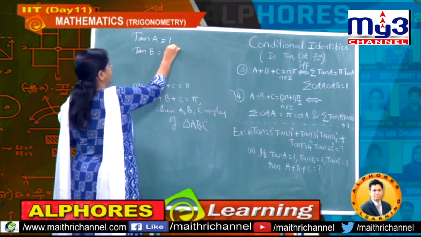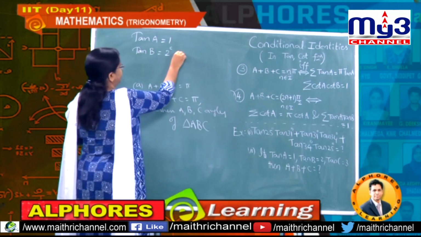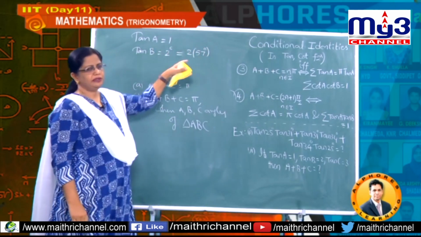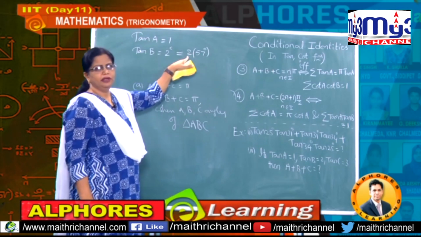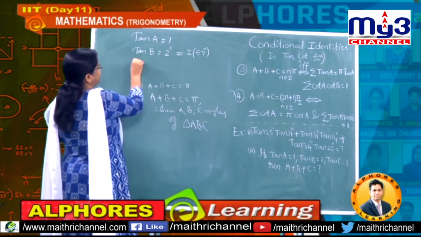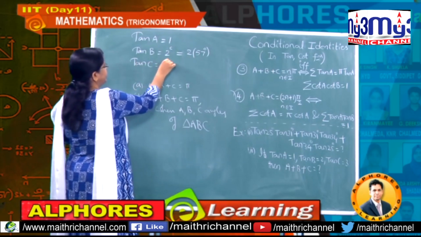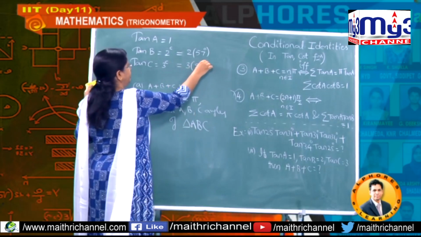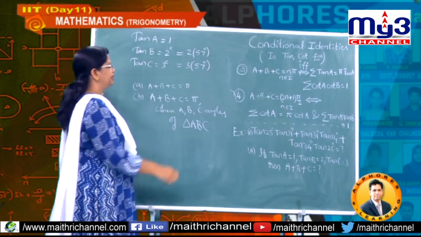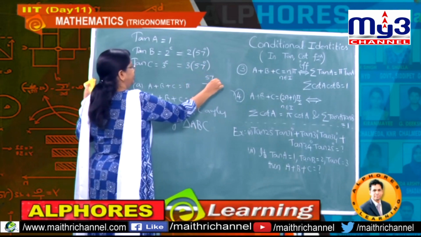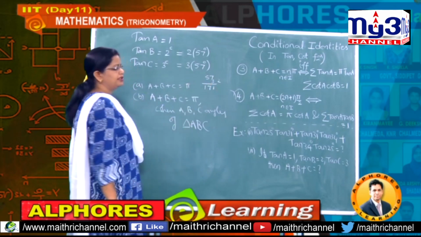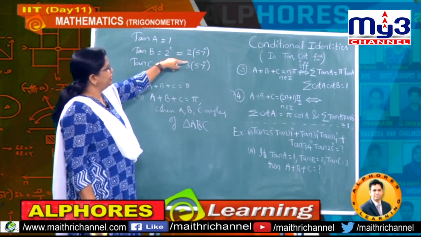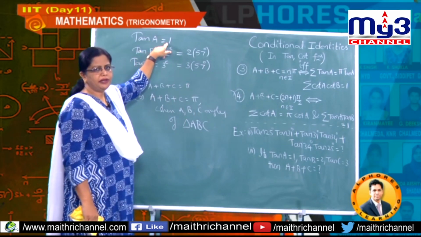2 means it is nothing but 2 radians. 2 radians means it is 2 into 57 degrees. That means obviously you noticed that this is an obtuse angle. And next tan C equal to 3. 3 means it is nothing but 3 radians. 3 radians means 3 into 57 degrees. Understand students, what is 57 into 3 actually? It is 171. That means here also you got an obtuse angle. So these two are obtuse angles and this one is an acute angle.